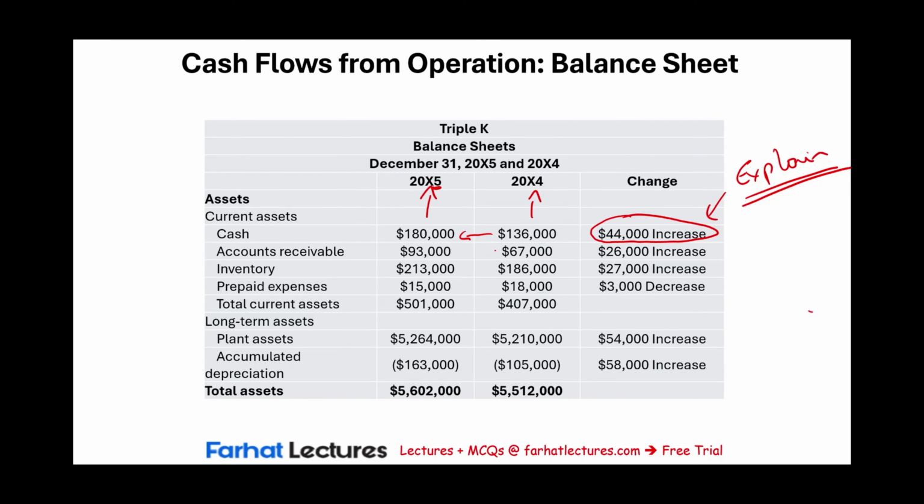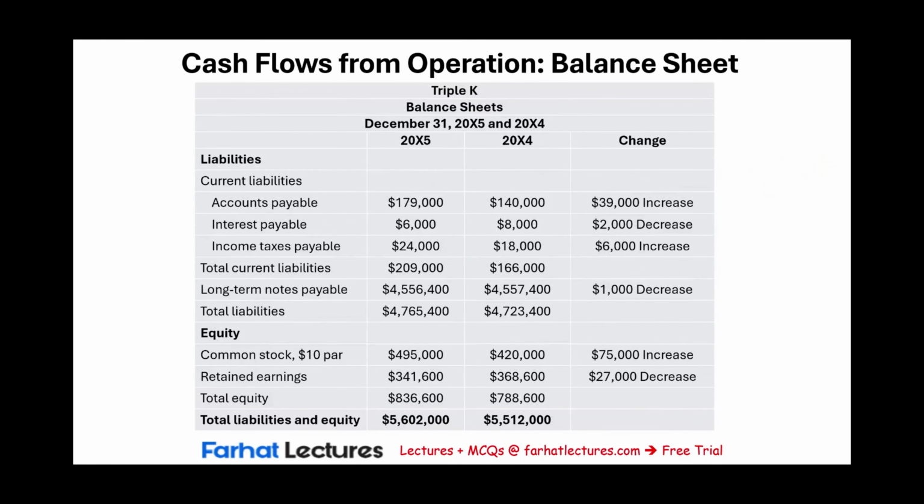For example, account receivable went from 67 to 93,000. Inventory went from 186 to 213. Prepaid expenses went from 18 to 15. This is total current assets. Plant asset, changes in plant asset, changes in accumulated depreciation. Then you have to do the same thing with the liabilities. You compute the changes in liabilities, whether that's an increase or a decrease, and that's easy. But you're going to see how we use this information.